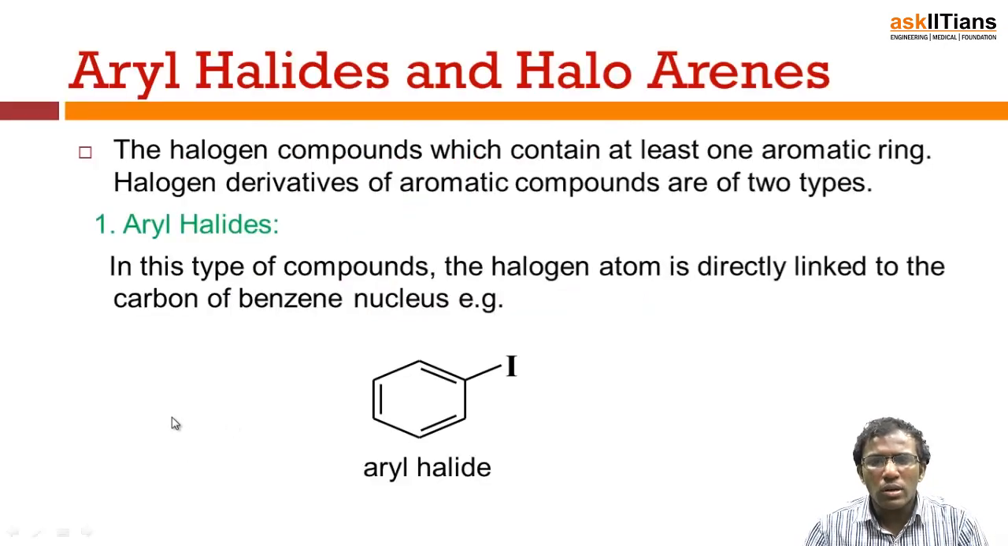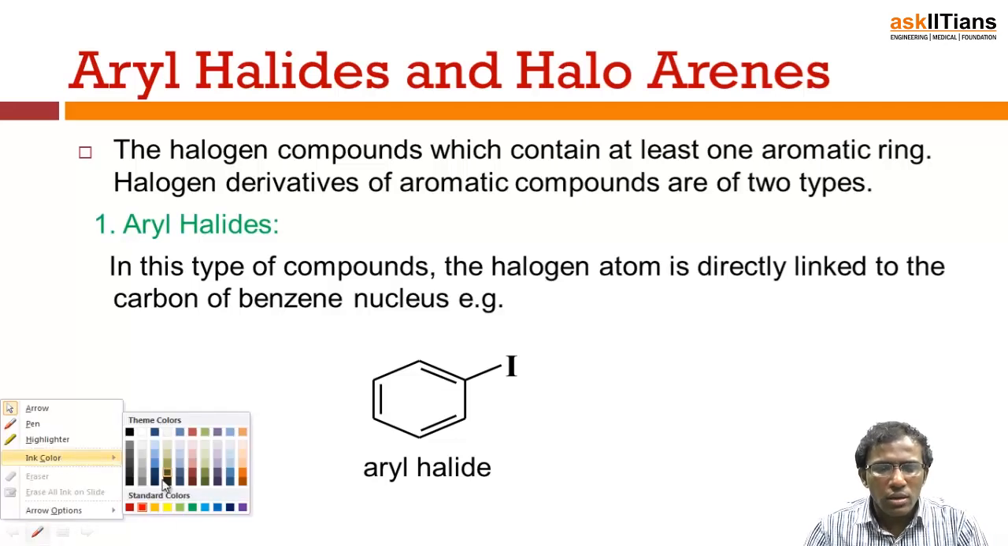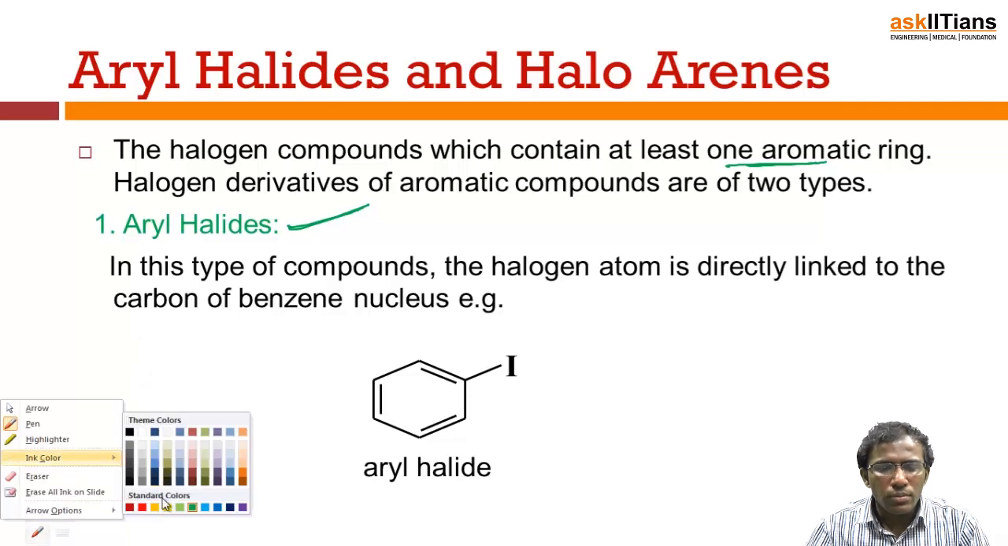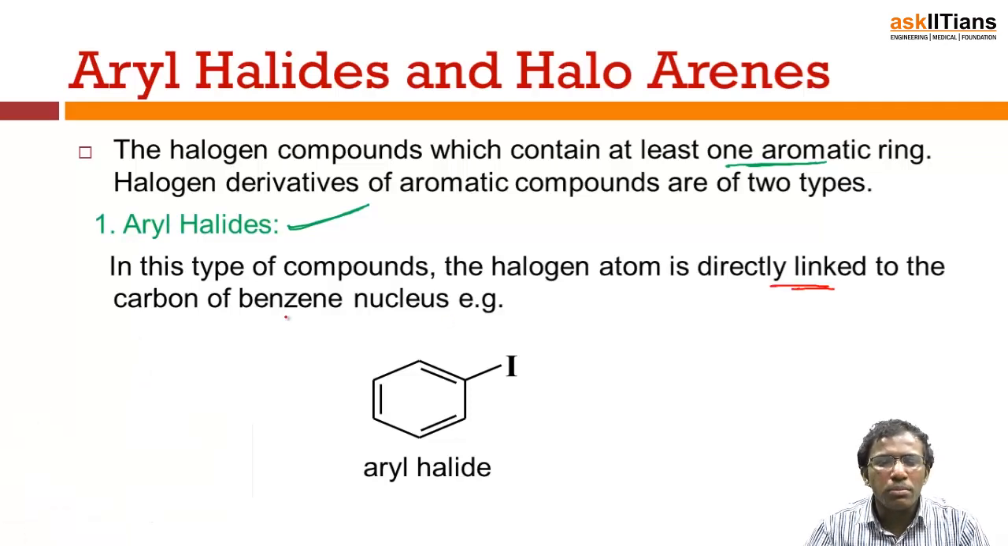Aryl halides, also known as haloarenes, are the compounds which contain at least one aromatic ring. The halogen derivatives of aromatic compounds are of two types. One is aryl halides, another is arylalkyl halides. So first we will see aryl halides. In aryl halides, the halogen atom is directly linked to the carbon of the benzene nucleus. You can see here the halogen atom is directly linked to the carbon of the benzene nucleus. These are known as aryl halides.